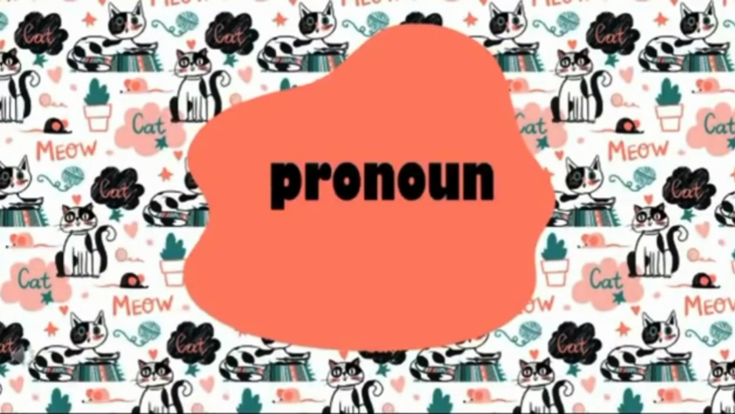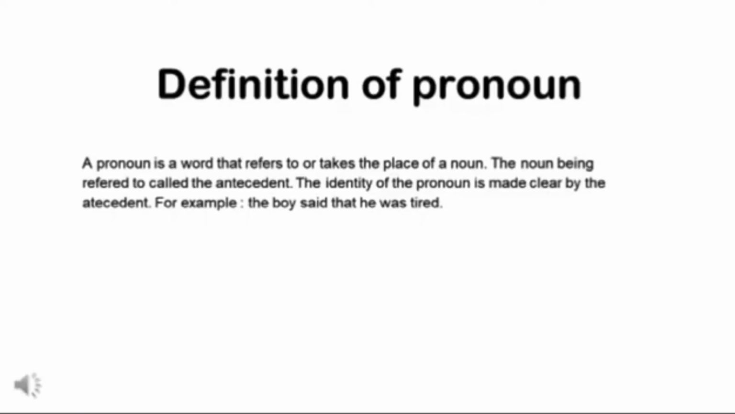Okay, the last material is pronouns. Definition of pronoun. A pronoun is a word that refers to or takes the place of a noun. The noun being referred to is called the antecedent. The identity of a pronoun is made clear by the antecedent. For example, the boy said that he was tired.